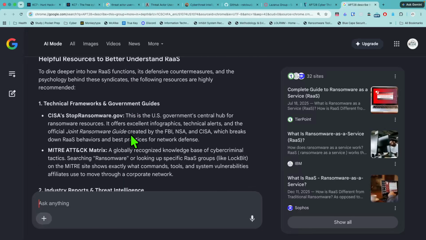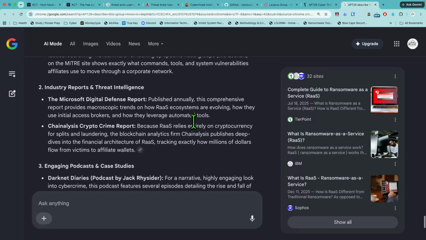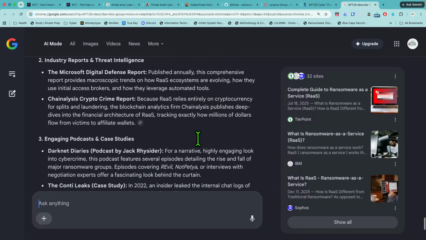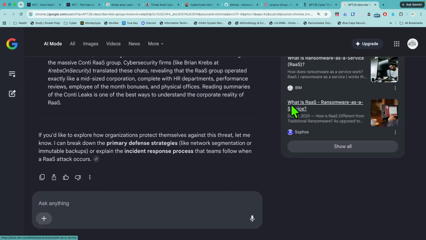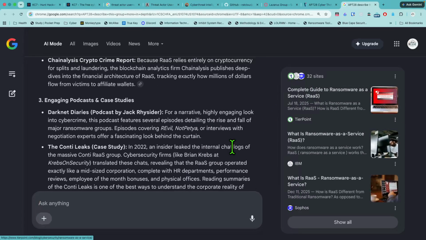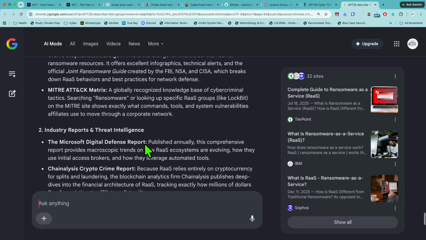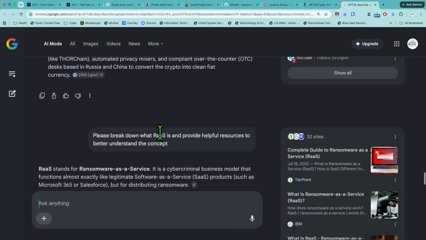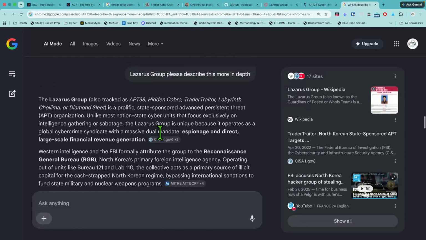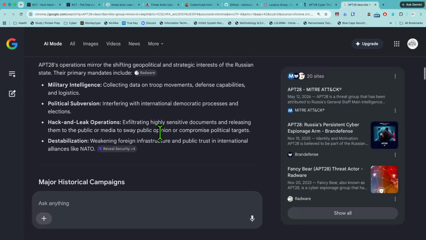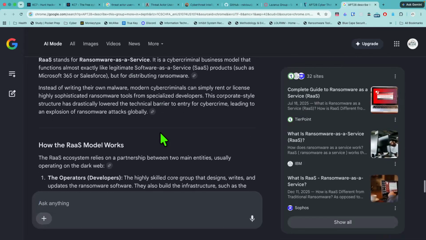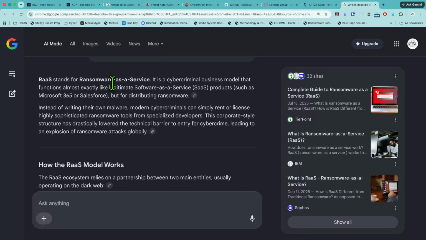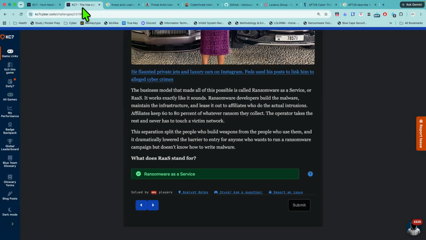And then helpful resources to better understand RaaS: technical frameworks and government guides, industry reports and threat intelligence, engaging podcasts and case studies. Awesome. And here are some resources right here. Highly recommend checking these out, and this is going to help you better understand the Ransomware as a Service model. Let me scroll down. I scrolled too much. That was the last group. It's going to help you better understand the Ransomware as a Service model. Awesome. Alright, next.